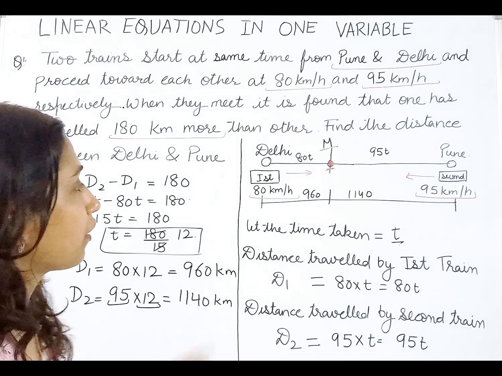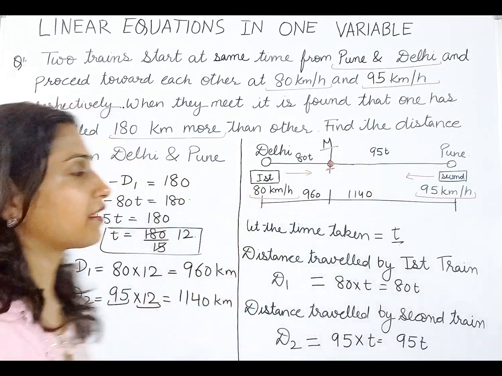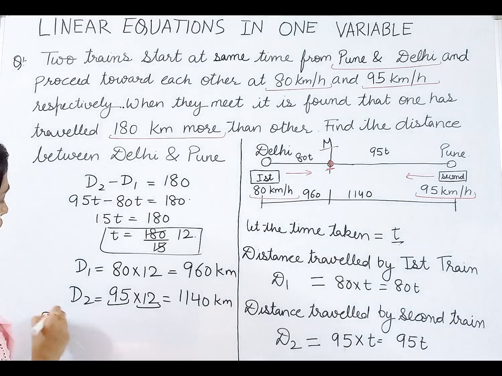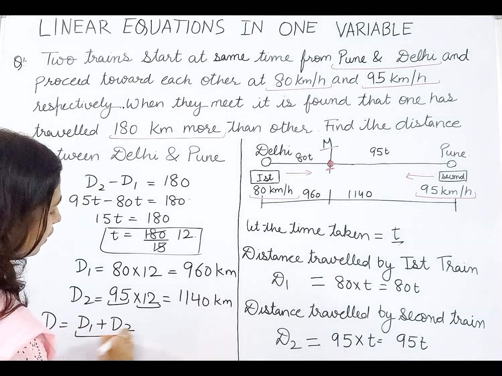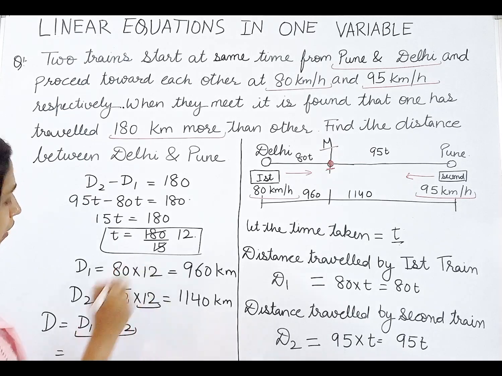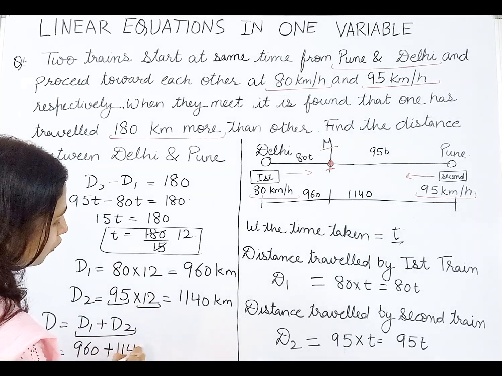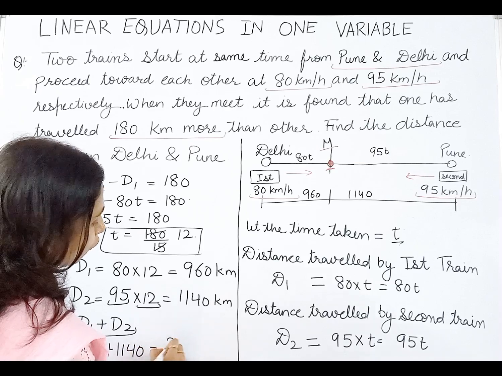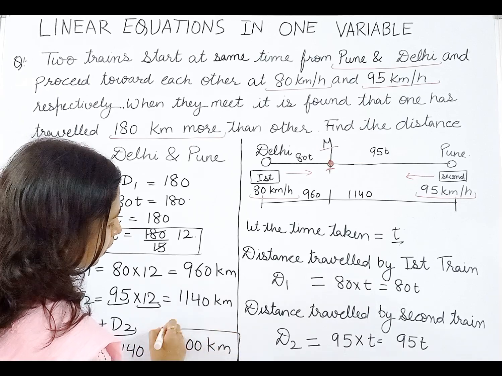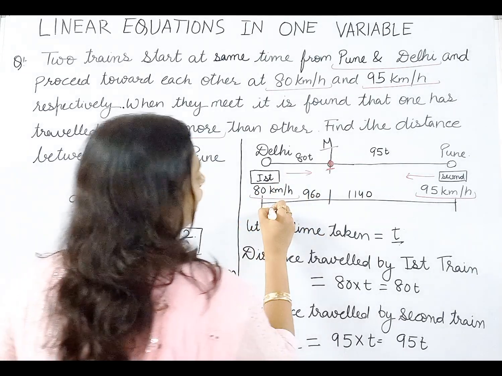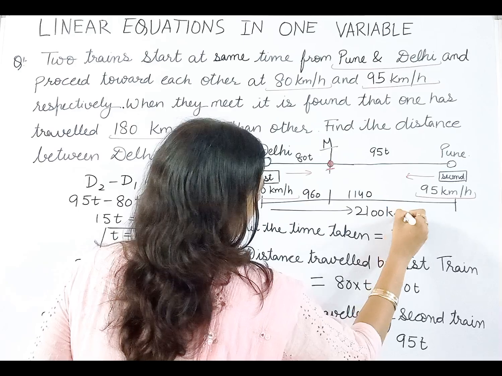So the distance between Delhi and Pune is the total distance traveled by both trains. The total distance is equal to the sum of the distances traveled by each train. So this comes out to be 960 plus 1140, which is equal to 2100. So this is the total distance between Delhi and Pune, which is 2100 kilometers.